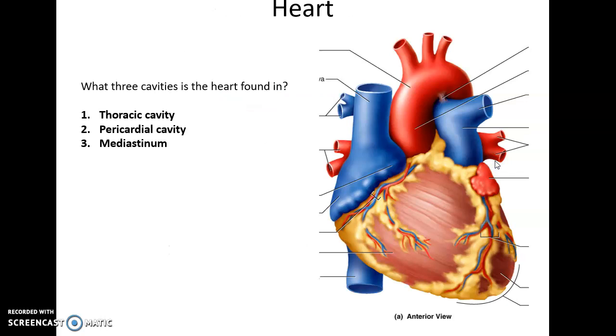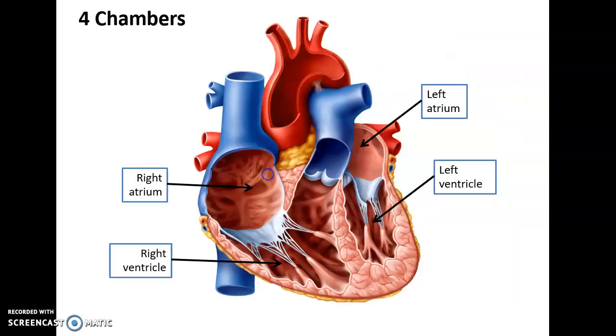All right, the heart. Here's a lovely cartoon of the heart. The heart is found in three cavities. It's found in the thoracic cavity, but as I'm sure you remember from Unit 1, you can break that down into smaller cavities, including the pericardial cavity and the mediastinum. Pericardial cavity, just where the heart is, the mediastinum, the space between the lungs. So the heart is found in three cavities: thoracic cavity, pericardial cavity, and mediastinum.